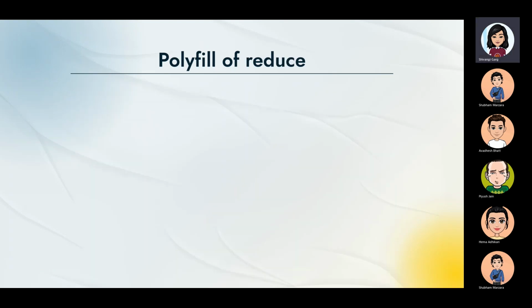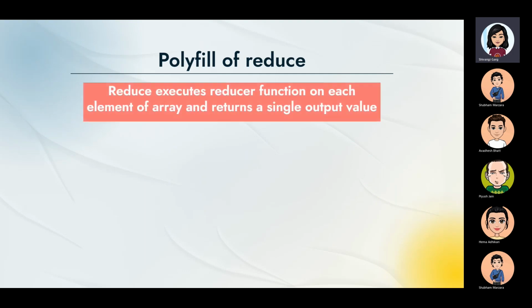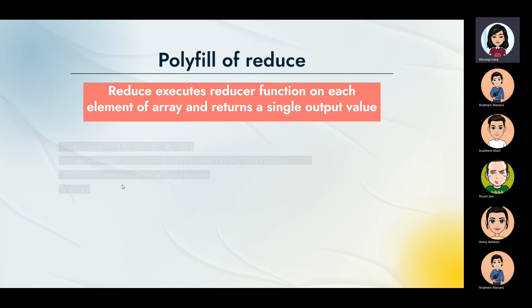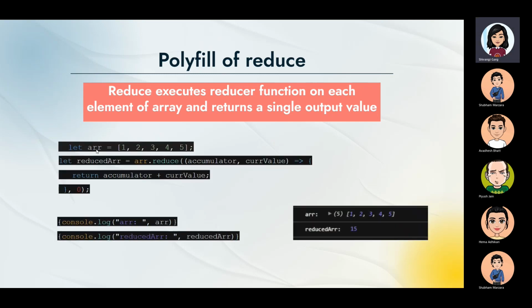Next we will create a polyfill of reduce. The reduce method executes a reducer function on every element of the array and returns a single output value. The callback of the reduce method is also known as the reducer. The reducer function will perform an action and return a single value. So reduce always returns a single value. I will explain the functionality of reduce because this is quite new and we don't use it very frequently.